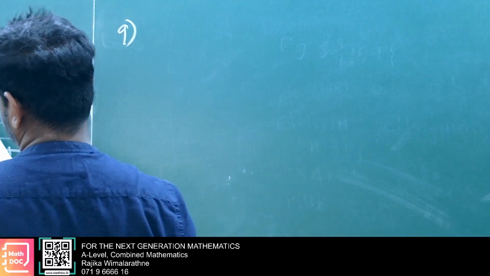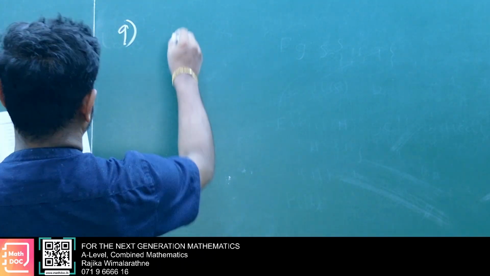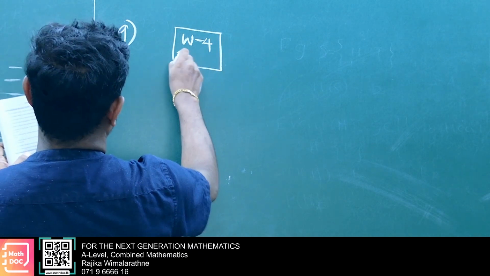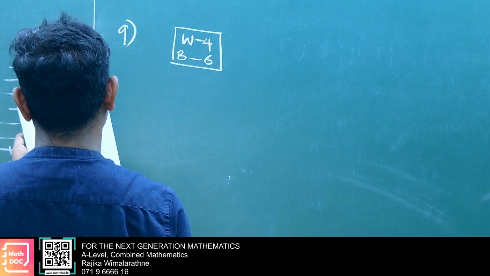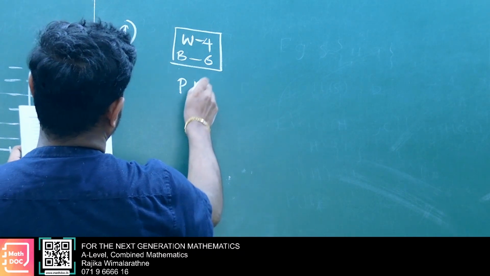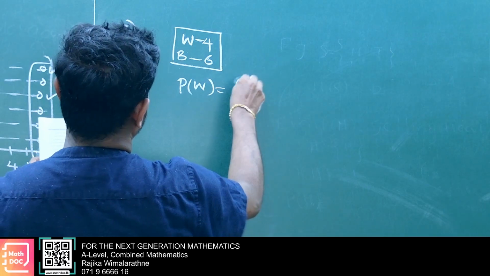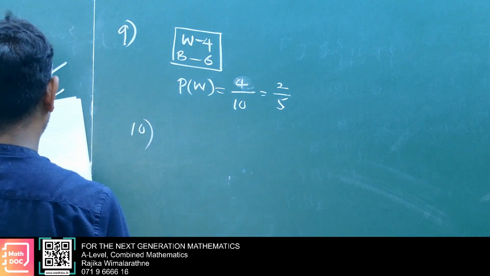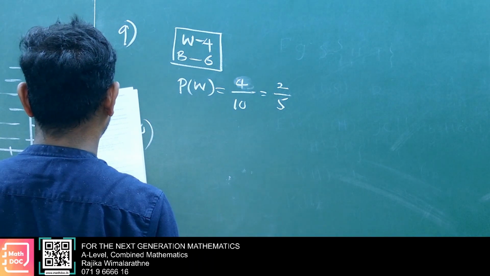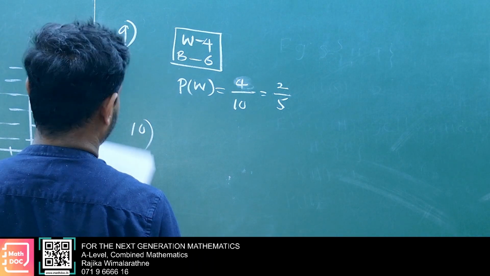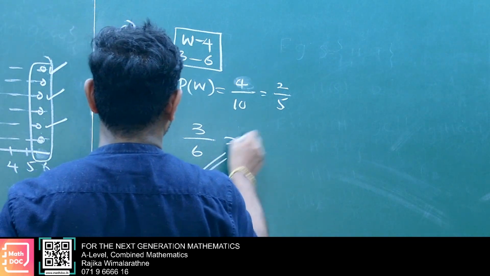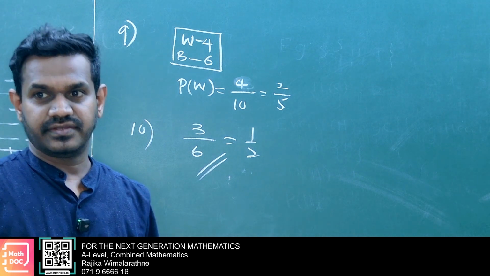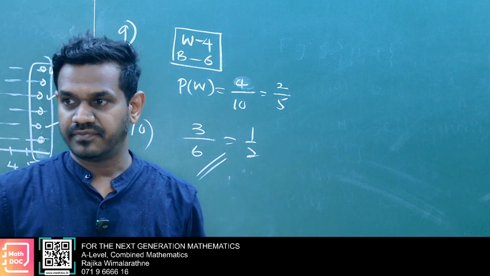Nine. A bag contains 4 white balls, 6 black balls. One ball is drawn. Then white ball 4 divided by 10, 2 divided by 5. What is the probability of getting an odd number when a single die is rolled? Odd number. Then 3 divided by 6, 1 over 2. Very simple. Then the classical definition, very simple. Classical definition is not always possible, but it is very simple.